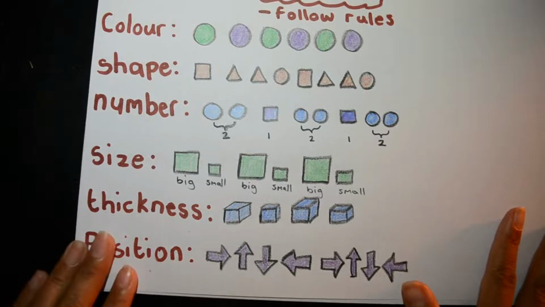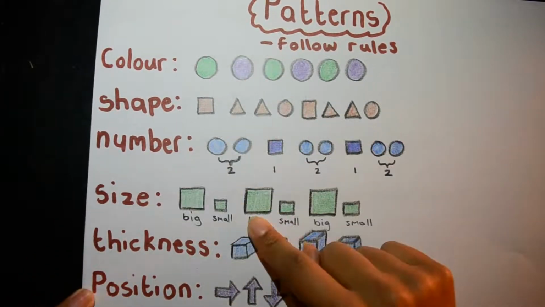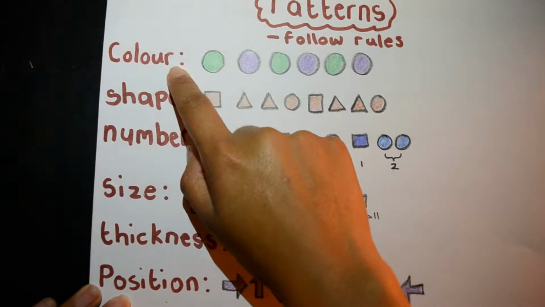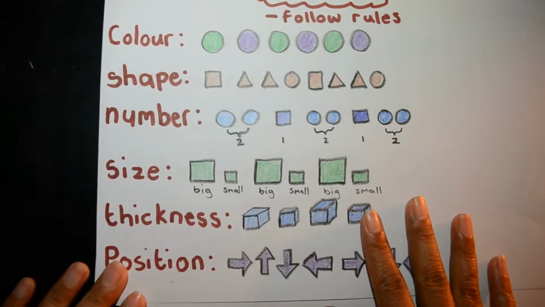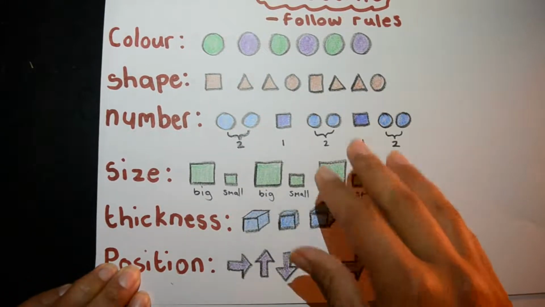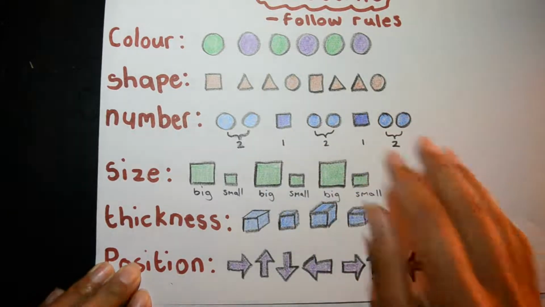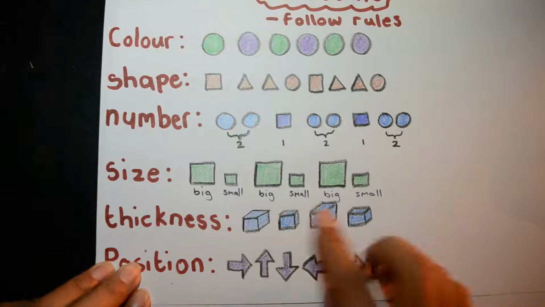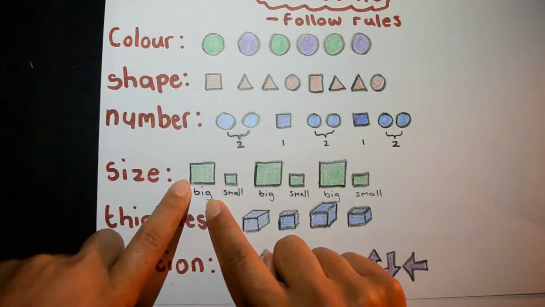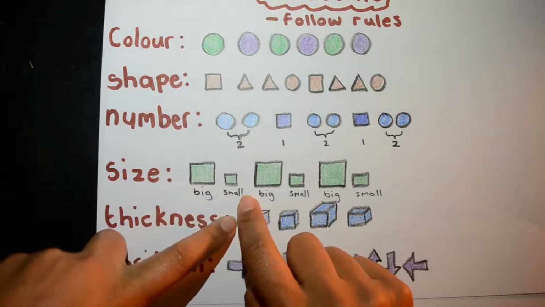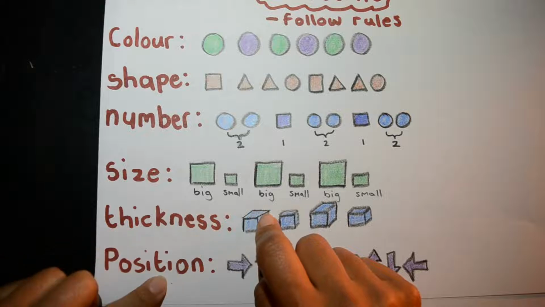So what I want you to do now is you are going to do your own one like this. Okay, you're going to do your own color pattern, own shape, number, size, thickness, position. Okay, just like how I did it, you're going to do your own one. Okay, please don't copy mine. You can have your own one. So like for size, it doesn't just have to be one big, one small. You can maybe make 2 big and then 1 small, or 3 big and 1 small, something like that.